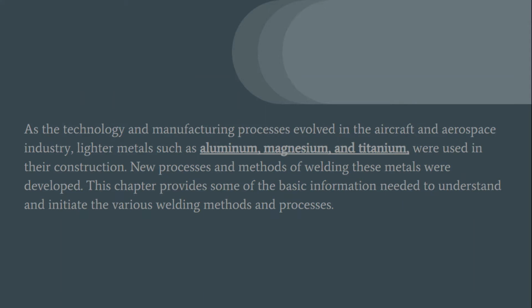As the technology and manufacturing processes evolved in the aircraft and aerospace industry, lighter metals such as aluminum, magnesium, and titanium were used in their construction. New processes and methods of welding these metals were developed. This chapter provides some of the basic information needed to understand and initiate the various welding methods and processes.